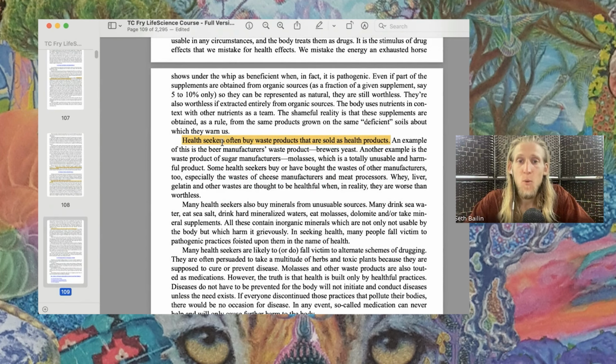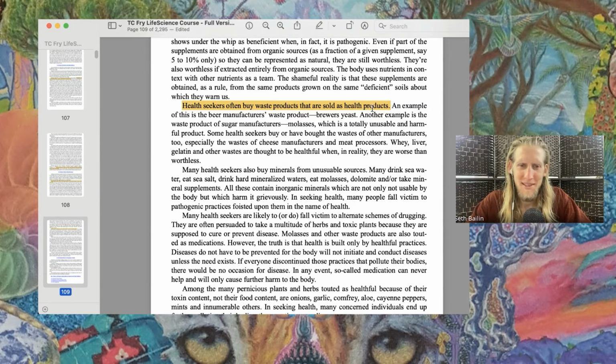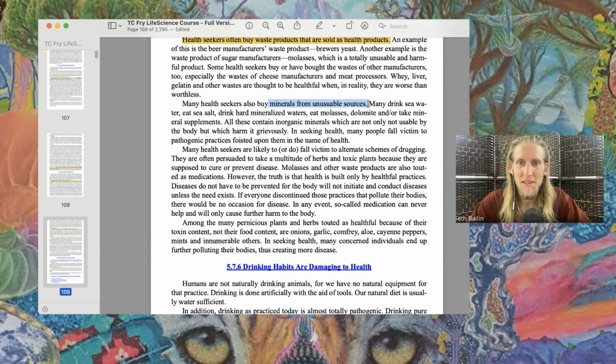Health seekers often buy waste products that are sold as health products. An example of this is the beer manufacturer's waste product, brewer's yeast. Another example is molasses, the waste product of sugar manufacturers. So whey, liver, gelatin, and other wastes are thought to be healthful, right? In reality, they're worse than worthless. Minerals from unusable sources, alternate schemes of drugging. People fall victim to this in the health space.